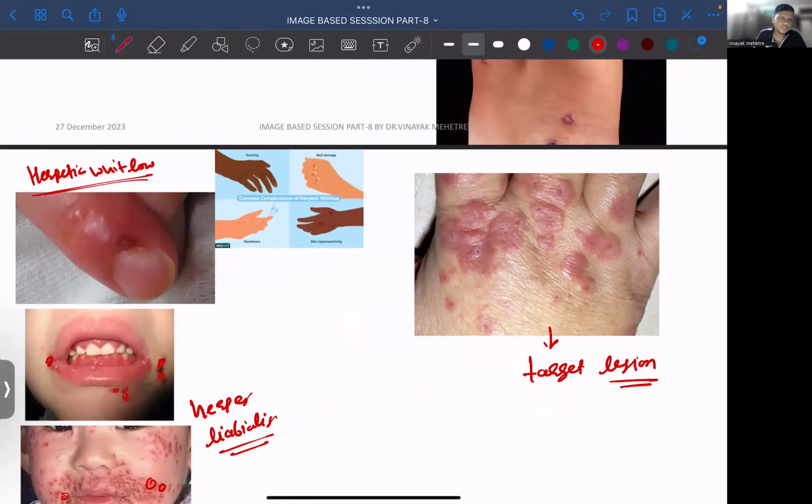Which virus causes herpetic whitlow, herpes labialis, and erythema multiforme? This is called as HHV1. Human herpes virus 1. Okay, HHV1.